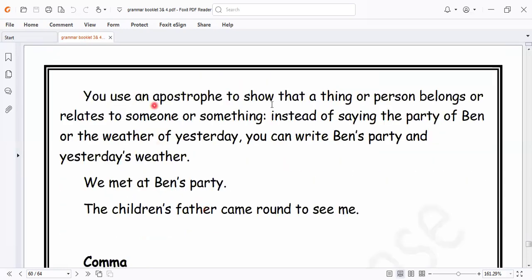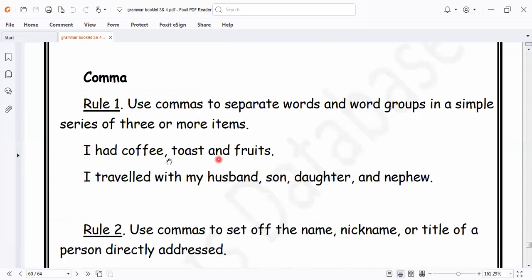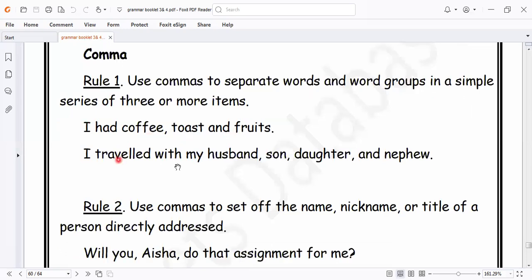We use an apostrophe to show that a thing or a person belongs to someone, like we say Ben's party or children's father. Okay, we have the comma. When you have many things, I must put a comma like this. I had coffee, toast, and fruits. I traveled with my husband, son, daughter, and nephew.